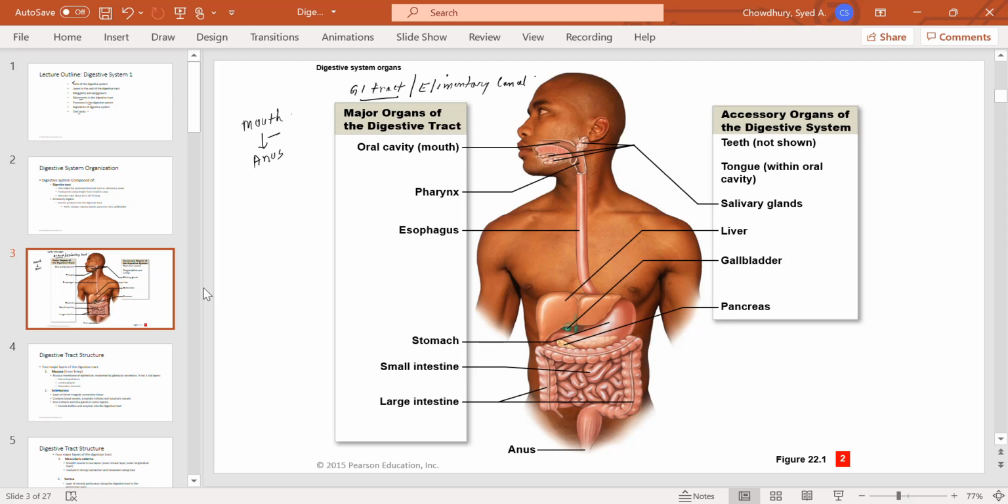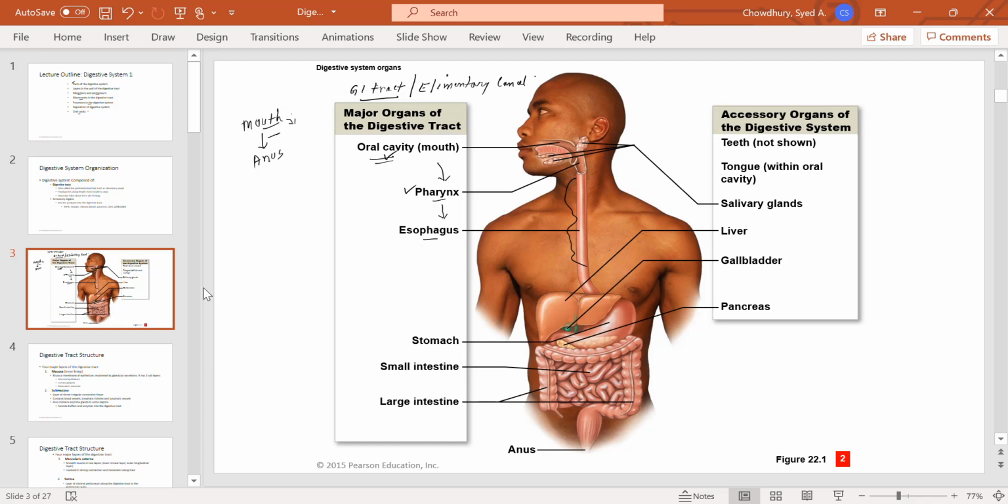It is a long and continuous tube, and at different parts this tube gets narrow or wide. So you will see some places the tube is narrow and in some places the tube is wider. For example, next to the mouth is the pharynx. It is a muscular tube. So the food from the mouth enters into the pharynx, right? And then from the pharynx the food enters into a long narrow tube, this one. This is called the esophagus.